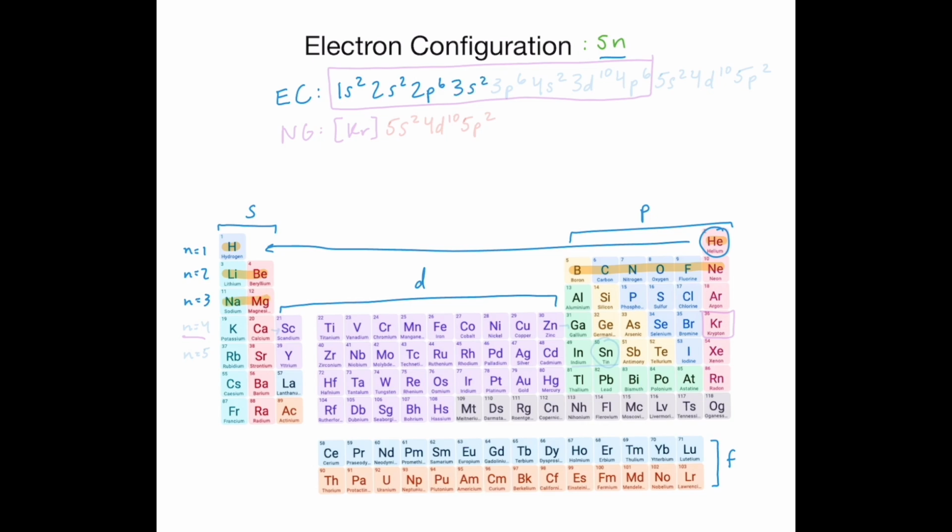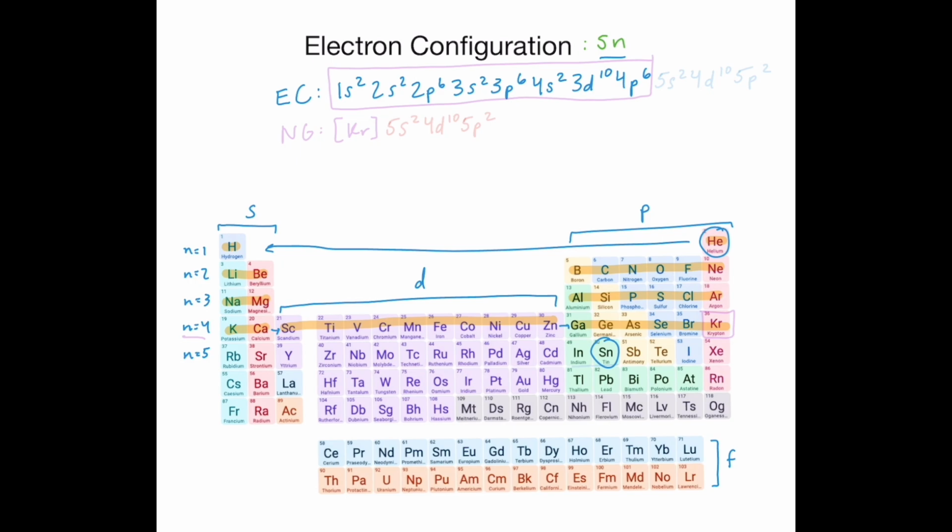So 3s2, 3p6. And then the fourth energy level is where it gets a little tricky. First we have our 4s2, but then it's our first time having anything in the d block. But our d block is lower in energy, so we'll write this as 3d10. And then we can continue on with our p block. So that's still 4p6. And then we'll go to our fifth energy level, and this is where tin is located.